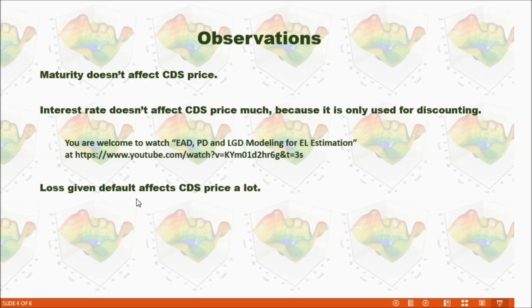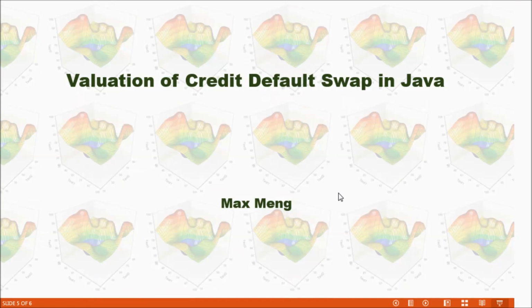Loss given default affects the CDS price a lot. And lastly, probability of default affects the CDS price dramatically. This is how I evaluated a credit default swap in Java.